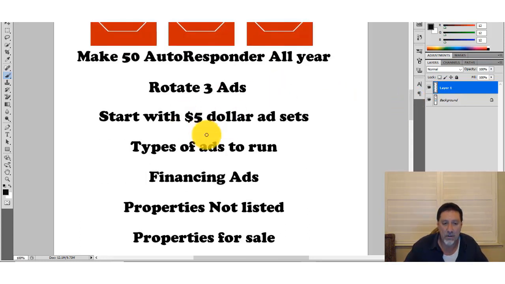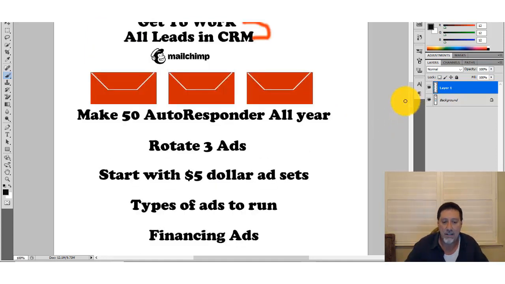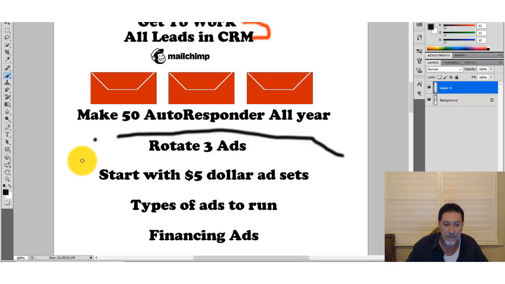Again, let's go back here. Here's some of the tips and tricks. Now that you know what's happening and how the leads are coming in, let's talk about this part here. I forgot my brush tools on. I get to use it.